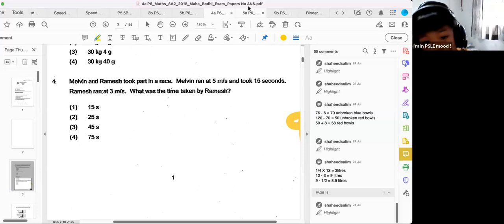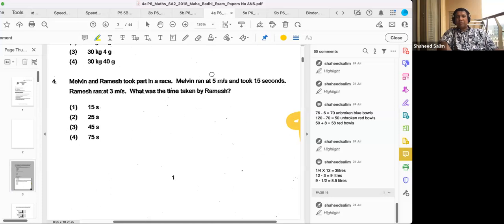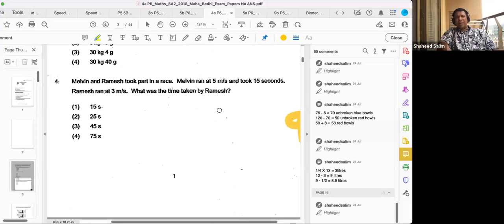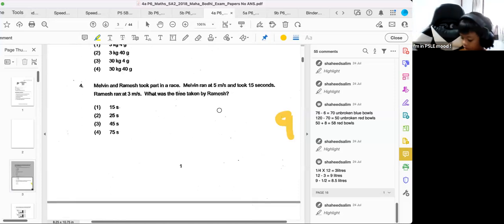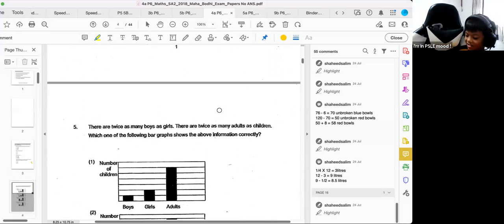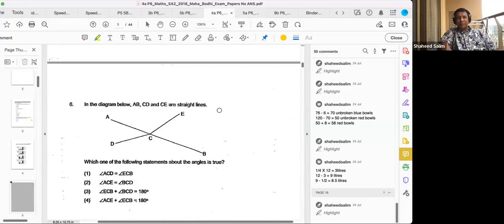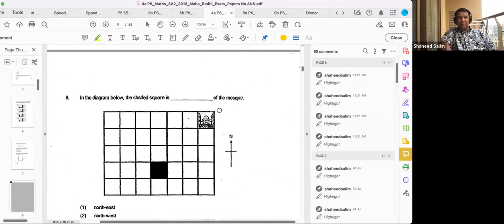75. Well done. So now 75 divided by 3. No, it's the other way round. 75 divided by 3. So 25. Good. Okay, we go to question 9 now.